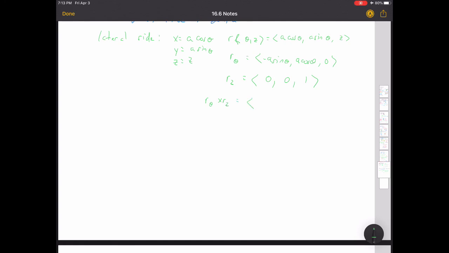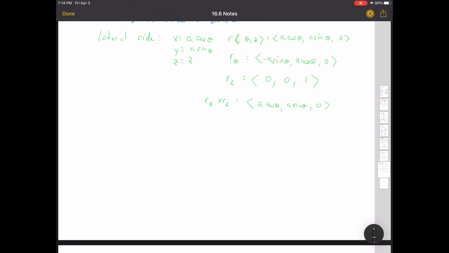So if I eliminate the i row and column, I'm going to get a cosine theta. If I eliminate the j row and column, I am going to get negative a sine theta, but we have to make that positive. We have to change the sign. And then if we eliminate the k row and column, we are going to get 0. 0 minus 0 is 0.